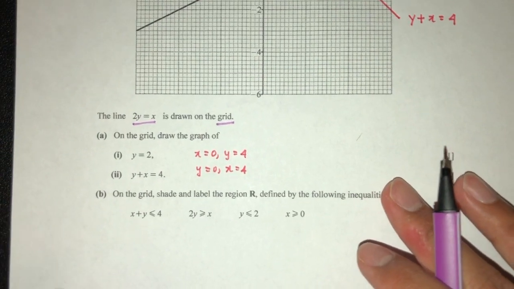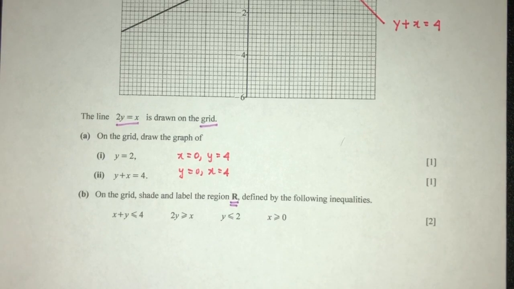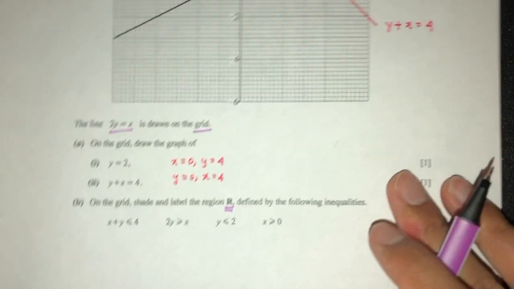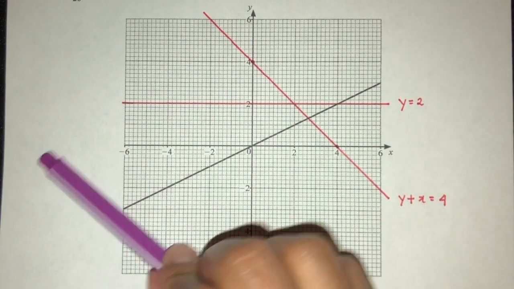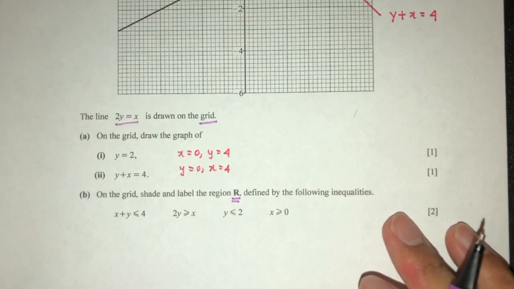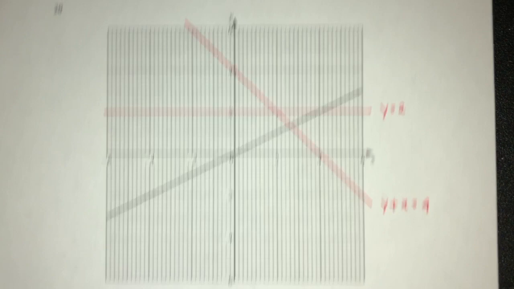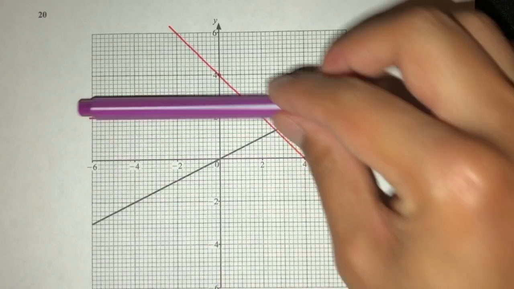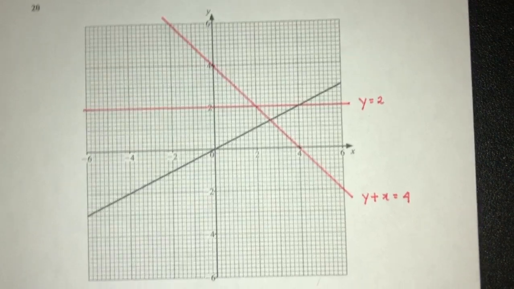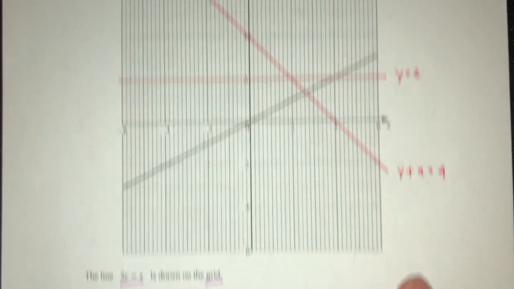Here we have, on the grid, shade and label the region R defined by the following inequalities. Let's see where R is. First, x plus y has to be less than 4, so below this line. Then 2y is more than x, so above this line. Below this one, above this one. Less than 2 has to be below this one. And then x has to be more than 0. That will be this one.